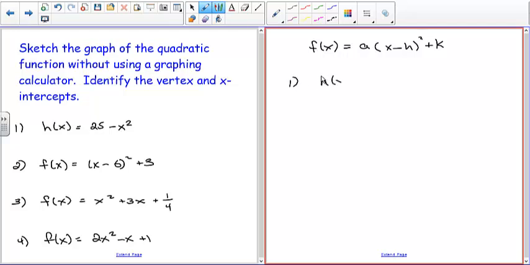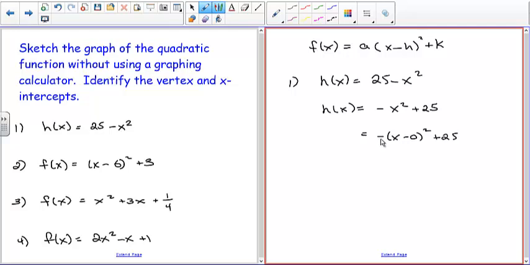Okay, so let's start with problem number 1. You can see this is pretty close to standard form. I'm just going to change the order of the terms, so it's going to be negative x squared plus 25. You see that we have no x-direction shift. It's not written explicitly as x minus 0, and you don't really need to put that in there. If the x is by itself, we know there's no x-direction shift.